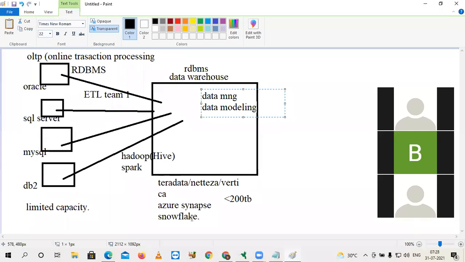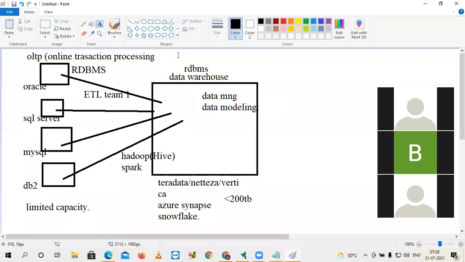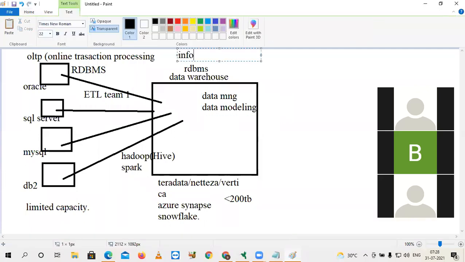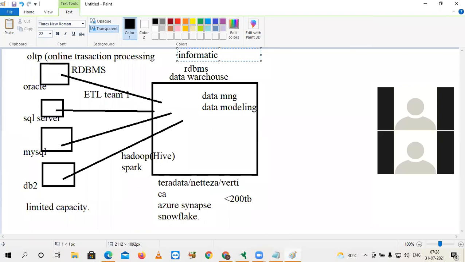What are the popular ETL tools in the market? Can anyone tell me? Talend, Informatica. Yes, exactly. DataStage. SSIS. Azure Data Factory. Yes, super. Talend, Informatica. Sqoop also. Pentaho. Even in Hadoop, we have Sqoop.